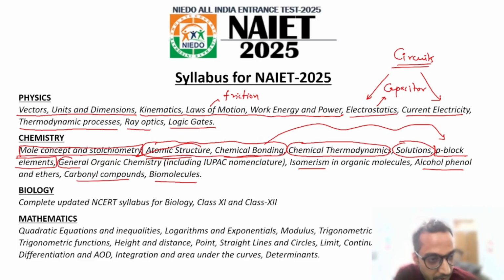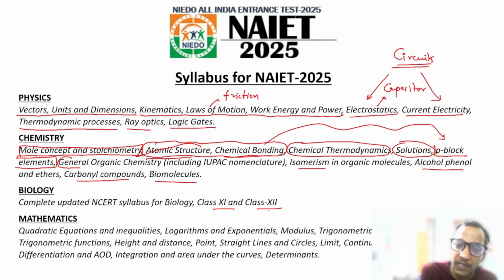In biology, we have the complete syllabus for 11th and 12th. Because if we are preparing for the NEET examination, biology is going to be very important. So all the chapters in the NCERT syllabus for class 11th and 12th will be included.